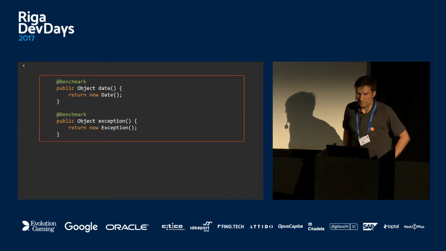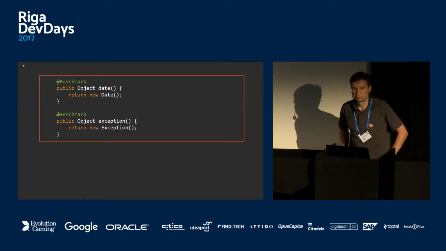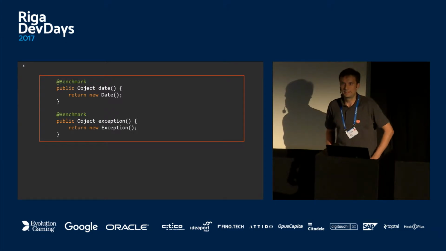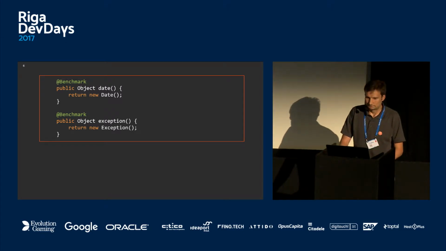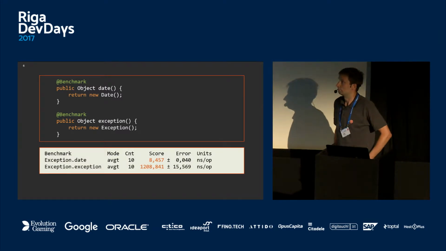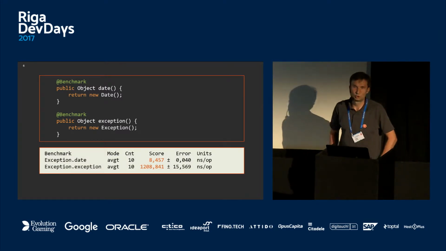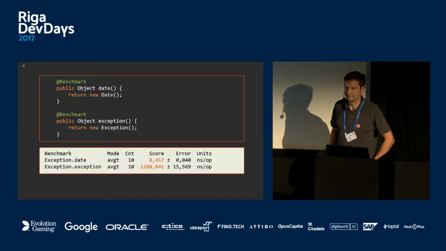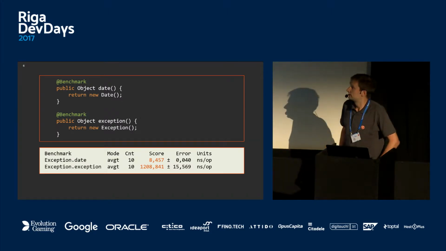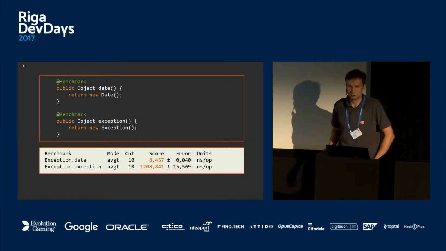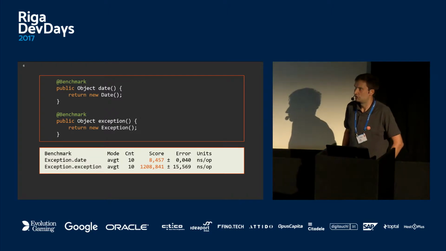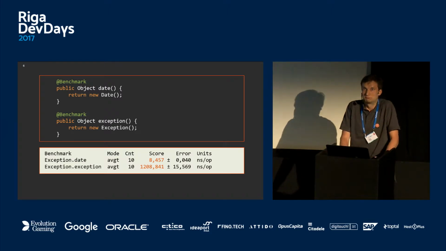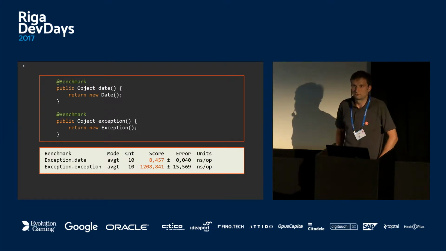Let's see. Here's a primitive benchmark I wrote to measure the cost of creating a simple object like java.util.Date versus an exception object. I use the JMH micro-benchmarking framework. It helps to avoid common benchmarking pitfalls like warm-up, JIT optimizations, and so on. Look, it takes just 8 nanoseconds to create a simple object, but 150 times more to create an exception. Exceptions are really expensive. Why?